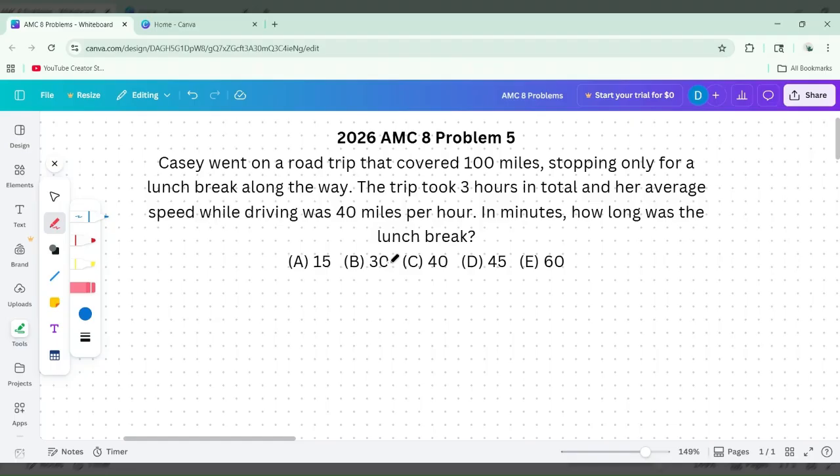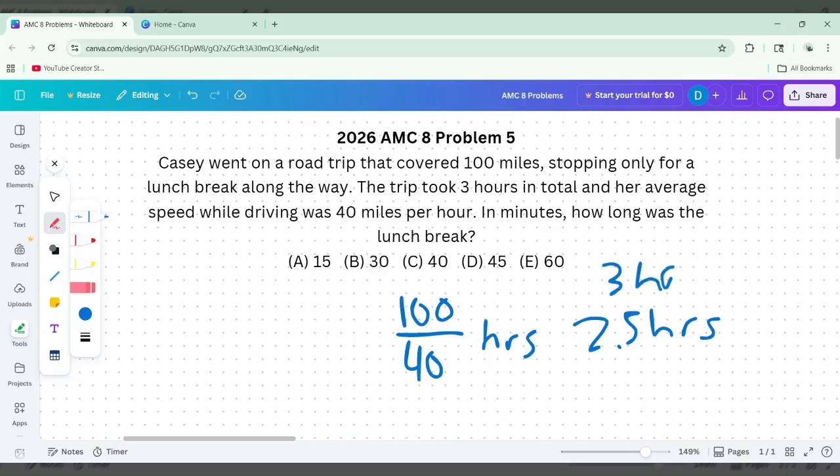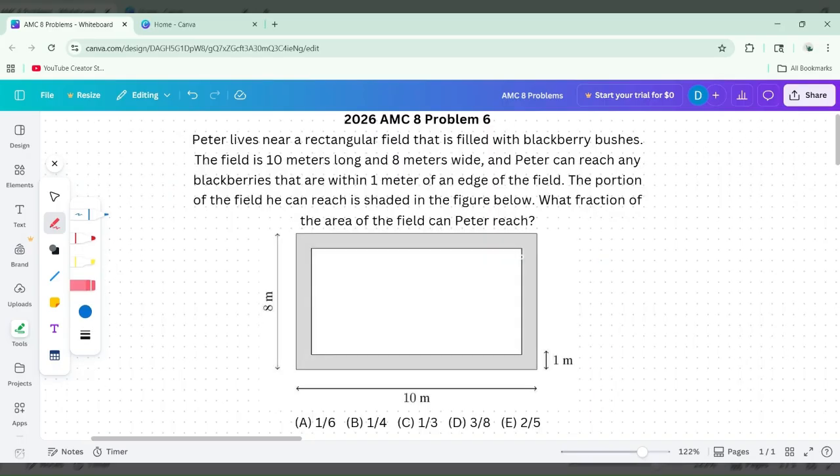Problem 5. So we see that the total trip is 100 miles, and if she was at a speed of 40 miles per hour, that means she took 100/40 hours. And we can simplify that, and we get 2.5 hours, and total trip was 3 hours. So we're trying to find her lunch break. So that means her lunch break was 0.5 hours, or 30 minutes long. B.